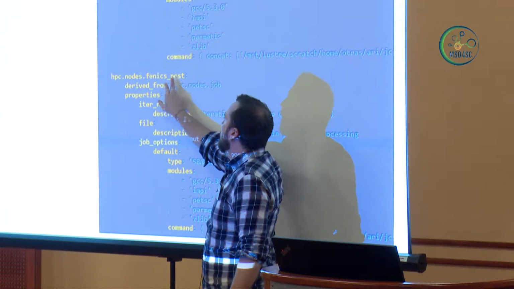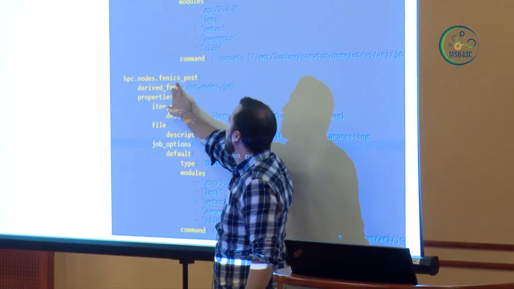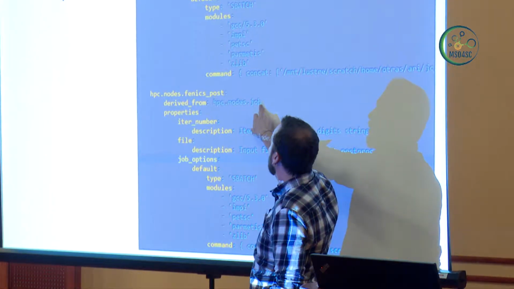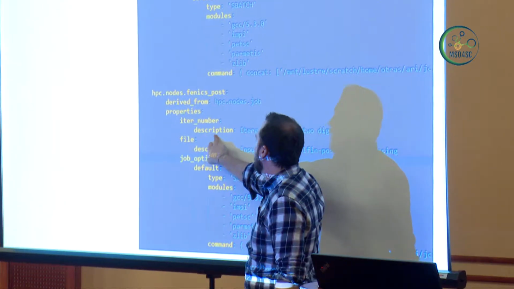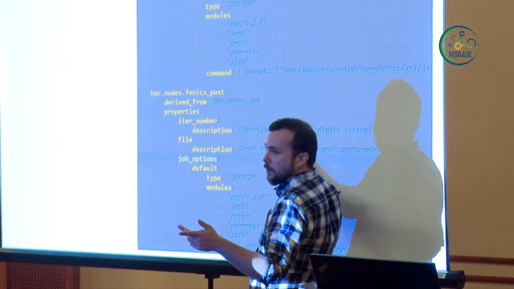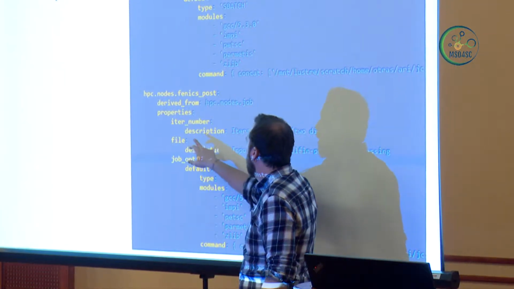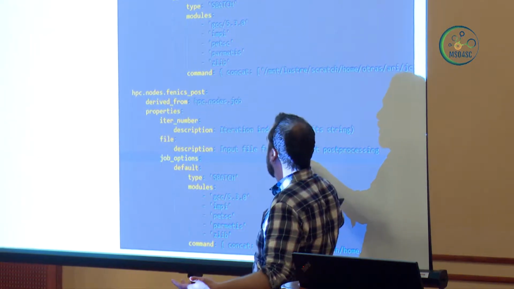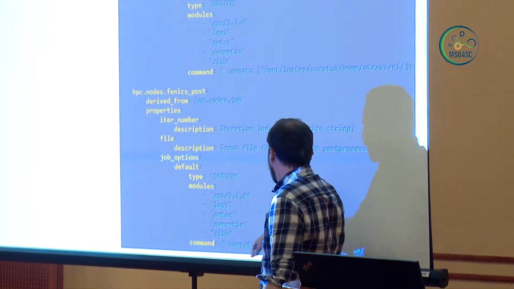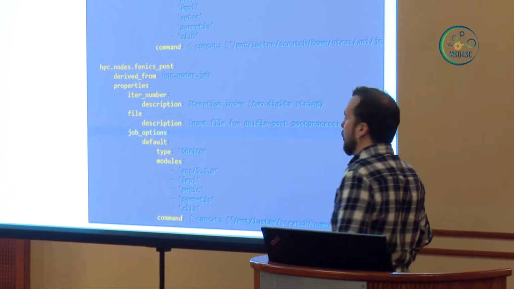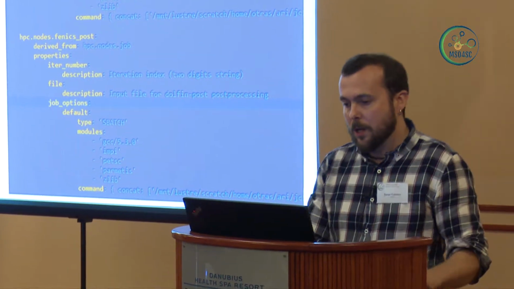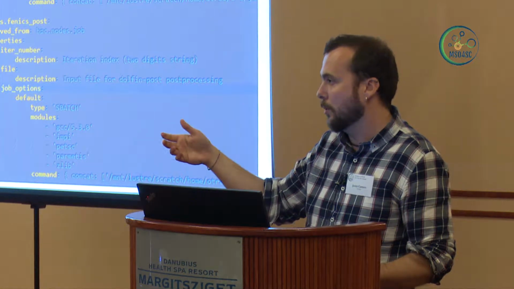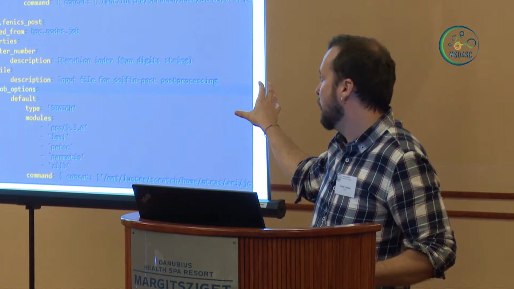Also, I'm putting here another type of job for Phoenix, which is called Phoenix post, to do post-processing of Phoenix. In this case, I'm telling it that it's also a job. It has iter number to do the post-processing on the proper iteration. It's going to have a file, so which file I actually want to do the post-processing on, and also the job option. In this case, I'm using the same command. So this could be the mathematical framework modeled in the portal, using this Tosca file.